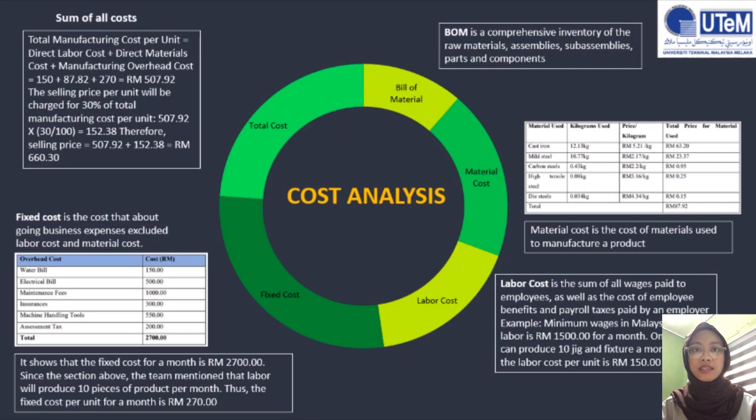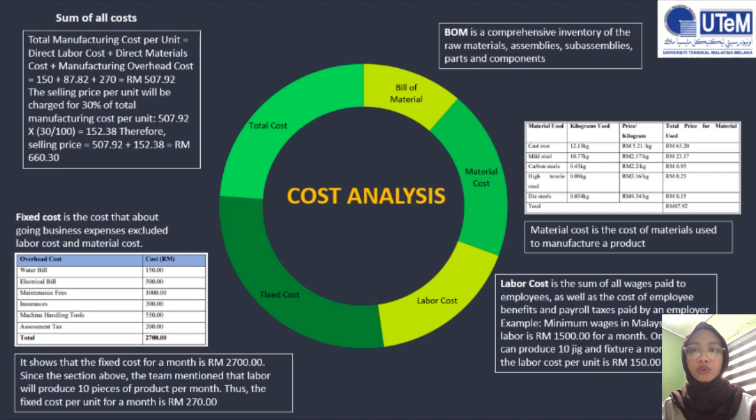My name is Nurul Aina Hazira bint Nazaruddin, and now I will continue the presentation by explaining the cost analysis. The function of the cost analysis is to determine the total amount of cost. The first point is that the cost analysis includes all the costs, which are bill of material, material cost, labor cost, fixed cost, and total cost. The selling price for our product is RM660.30, which is cheap and affordable to buy. Besides, it has great material in it.